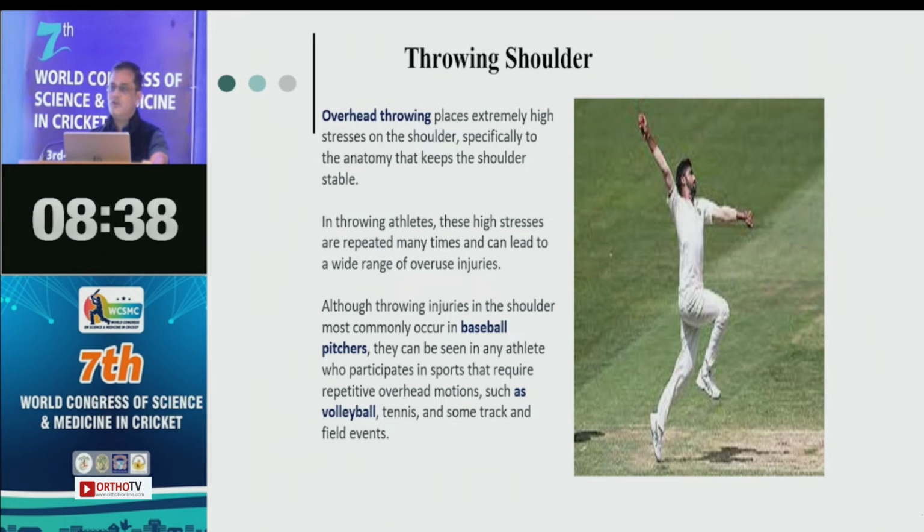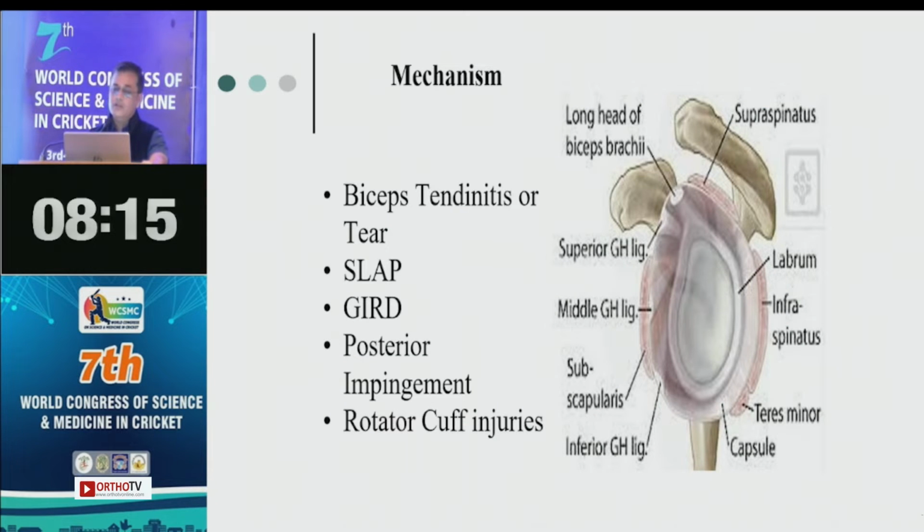First of all, we need to understand the term we call throwing shoulder. In whichever sport there is an overhead activity, this particular entity may happen. Any sport, you name it, javelin, baseball pitching or volleyball, wherever there is an overhead activity, this entity can happen. So these are different kinds of pathology which can occur in a throwing athlete.